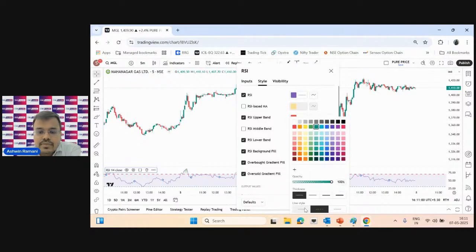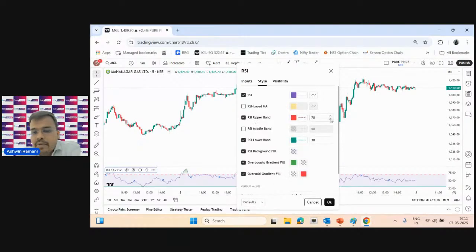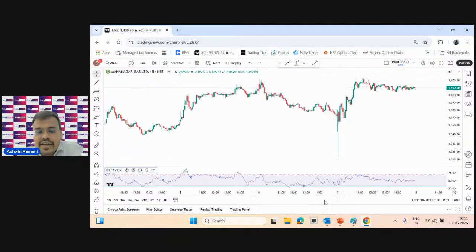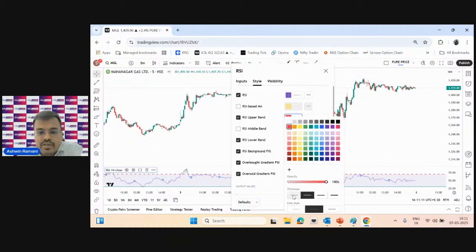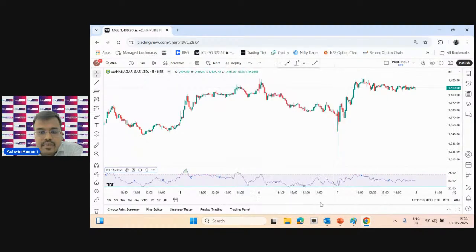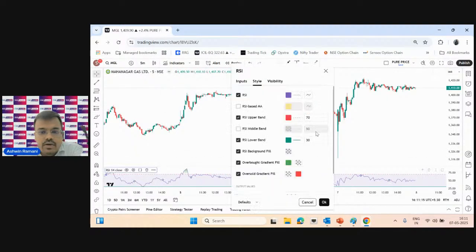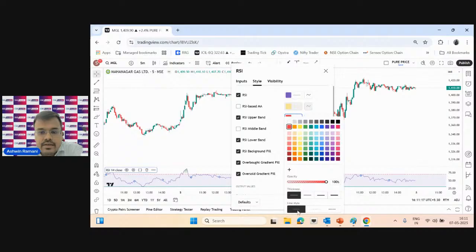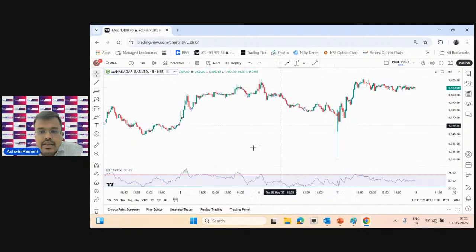So my upper band is 70. So 70 is what we are going to use, and my lower band is 30. And I'll click on OK. Simple. Okay, so this is my dotted line. So what I'll do is I make this a straight line here too. Okay, just a second. Done. So understood, guys.